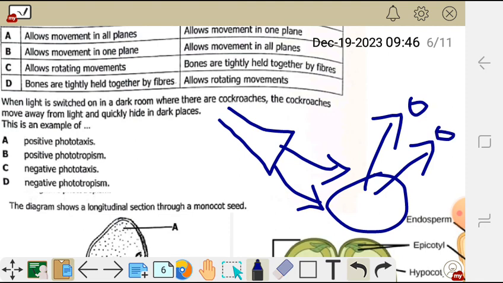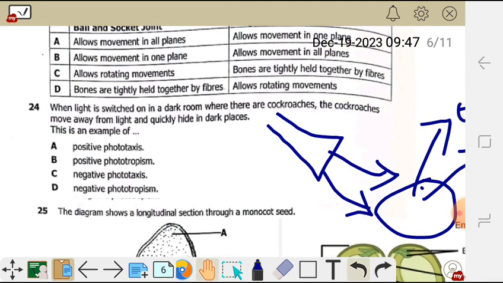But now, is it phototropism or phototaxis? We have movement of the whole organism from this point to that point there. So this will be negative phototaxis. As I've already said, taxis is involved in insects and the whole organism is moving. Then if a part is moving, like in plants, that is phototropism. So here it is negative phototaxis. That is what is observed. So the correct answer for question 24 is C, negative phototaxis.